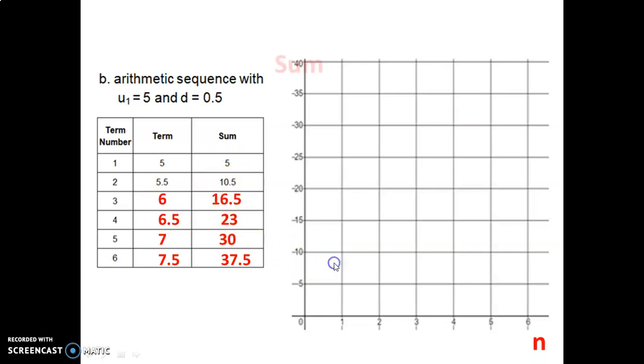So let's look at the sum when we graph that one. Here's the first sum, here's the sum after 2 terms, here's the sum after 3 terms, and so on. You can see it looks almost linear, but it's not, because look, this goes up by 4.5, this goes up by 5.5, then this goes up by 5.5 again. No, is that right? Let's see. And then that went up by 6.